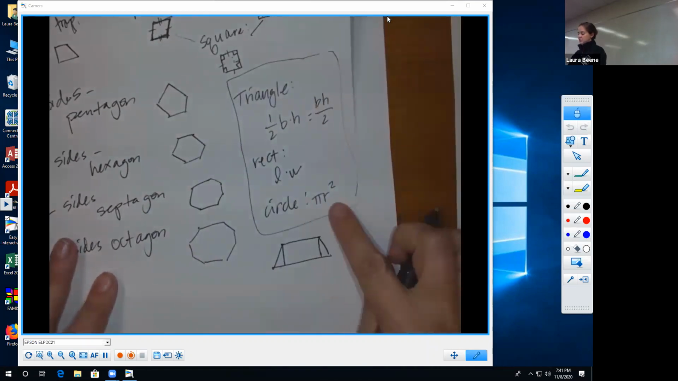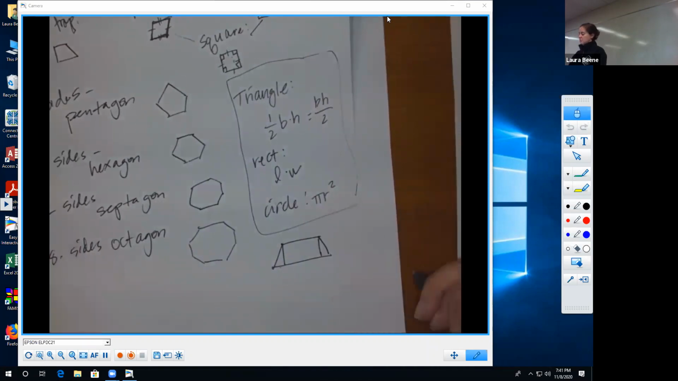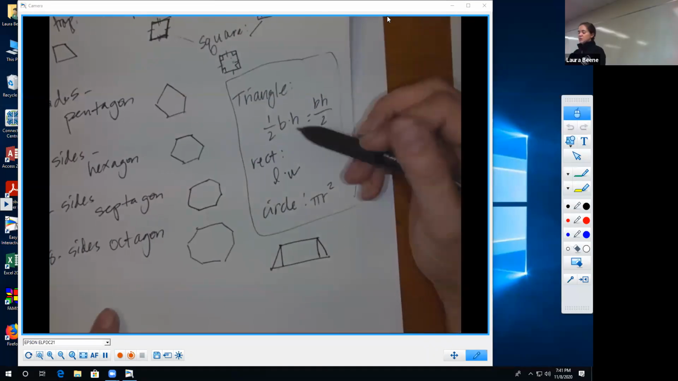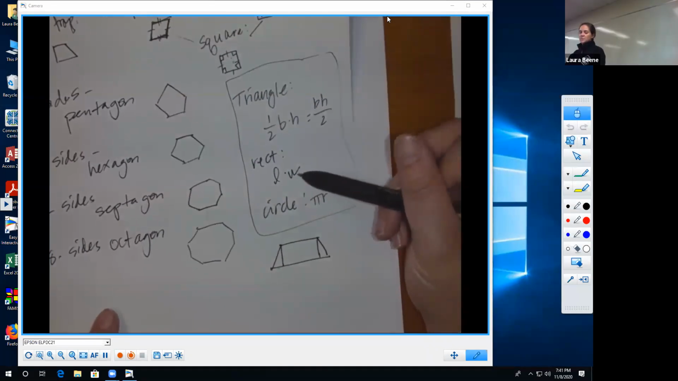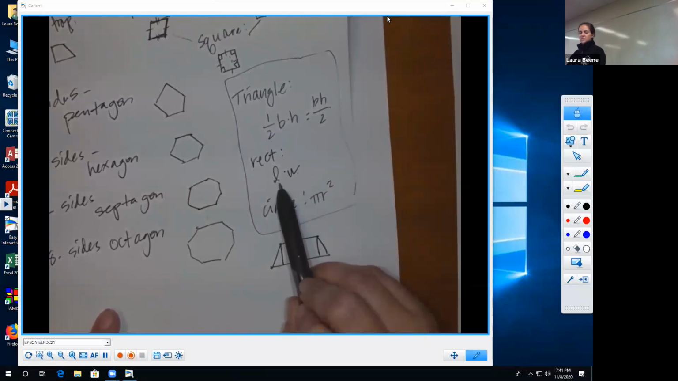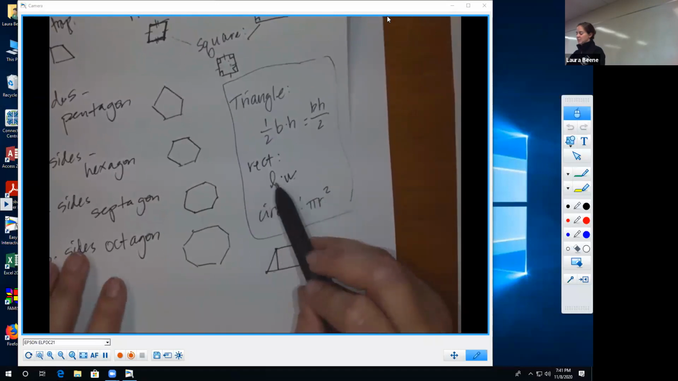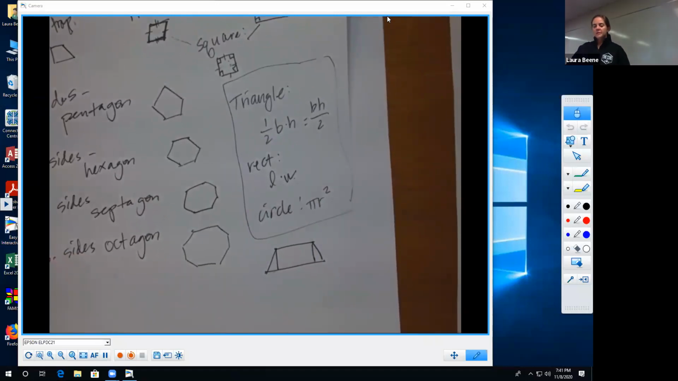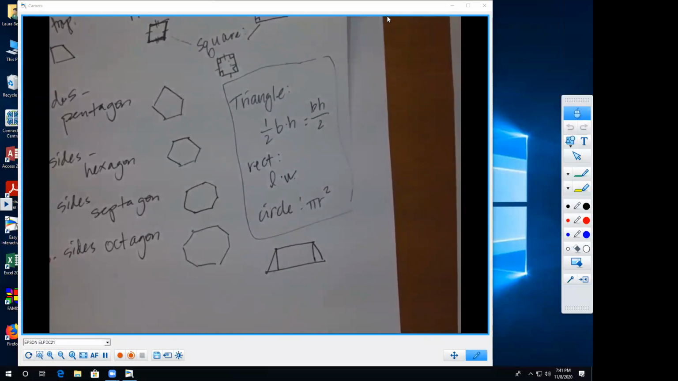If it's a semicircle, you just divide your area by two. And the square is the side squared. But since every square is also a rectangle, you could use length times width to do a square. It's just the same number. It'd be like 5 times 5 or 7 times 7 or whatever.